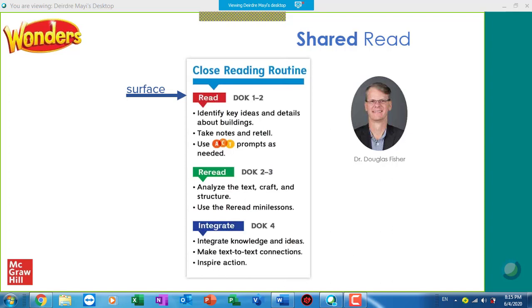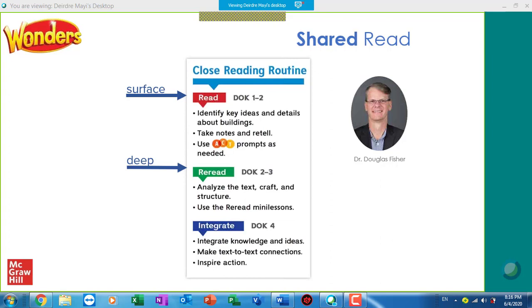When students see a red tag, this is where they're simply going to read the text to get a surface understanding of the selection. Students, of course, will work to identify some key ideas and details. They may take notes, and there is scaffolding to help the students if they need it in the form of ACT, accessing complex text.